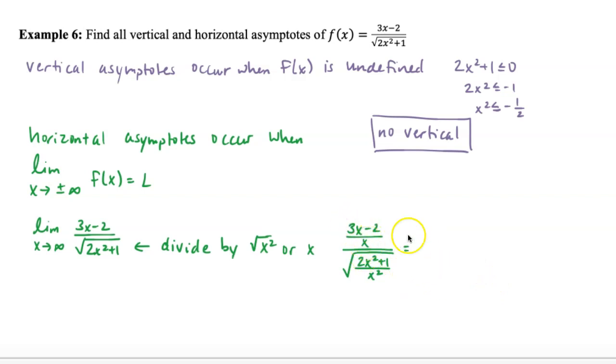Let's simplify this. 3x divided by x is just 3. Then we have a negative 2 divided by x. And inside of our square root, we have 2x squared divided by x squared. That's just a 2 plus 1 divided by x squared. And so now I'm taking the limit of this expression as x approaches infinity. The limit of 3 minus 2 over x divided by the square root of 2 plus 1 over x squared.